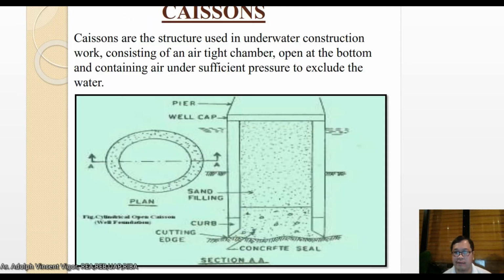So caissons, I'm not so sure how to pronounce this. It's caissons or caissons, so I leave it up to you. Caissons are structures used in underwater construction work, consisting of an airtight chamber open at the bottom and containing air of sufficient pressure to exclude the water. Okay, this is an example of it.